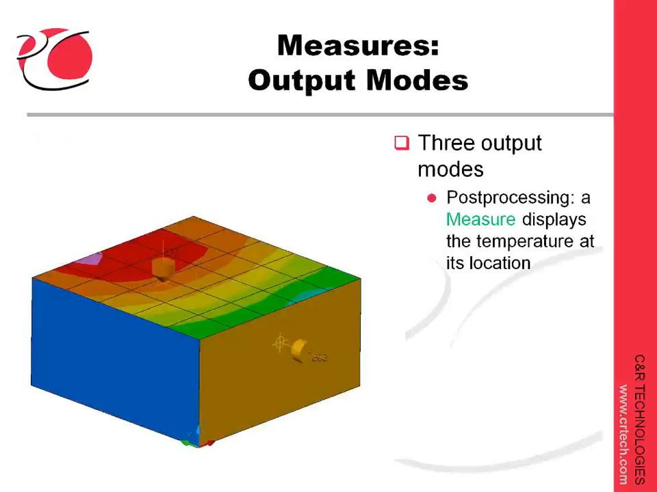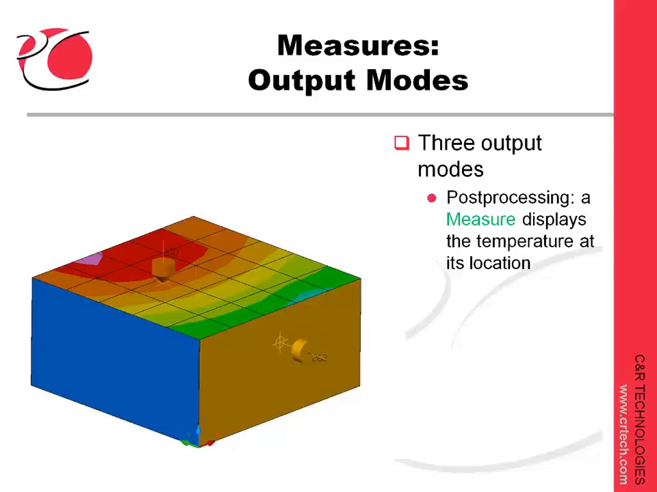First, they can be used in a post-processing mode, where they will display the temperature at their current location as seen on the picture here. But if you need to get access to the temperature during a solution, which you do need to do in order for a measure to report its current temperature to the data logger as part of a comparison, then there are two choices. First, you could make a measurement point a thermal node.